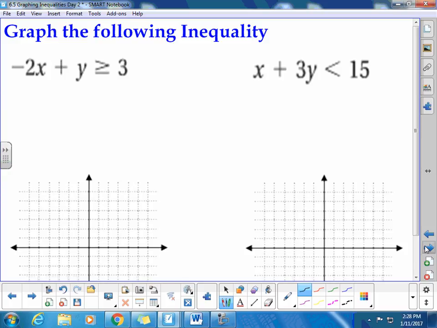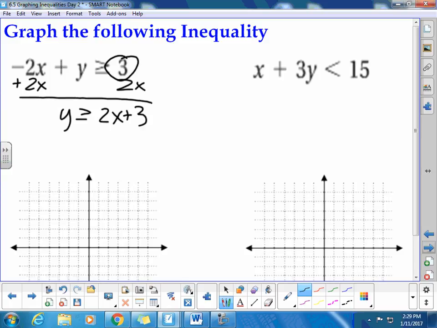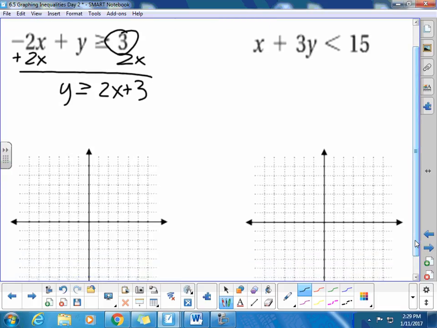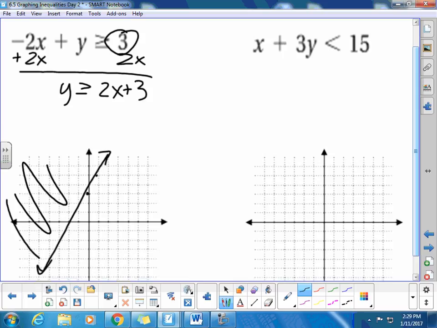Let's do a couple of quick ones as a review. Remember, in order to graph, we first have to solve for y. So this one, we would just add the 2x. So we get y is greater than or equal to 2x plus 3. To graph that, the starting point is at 3, and it has a slope of 2, so up 2 over 1, up 2 over 1. It's greater than or equal to, so my line is solid, and I shade above the line.